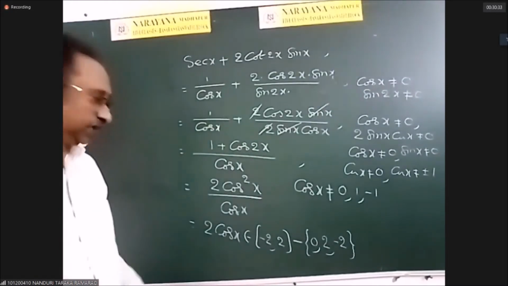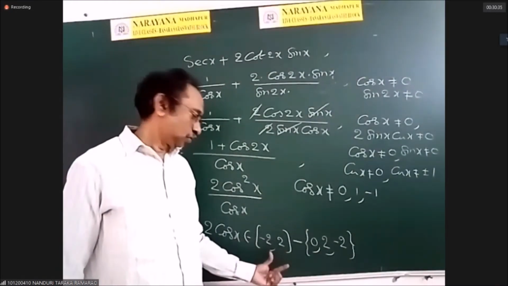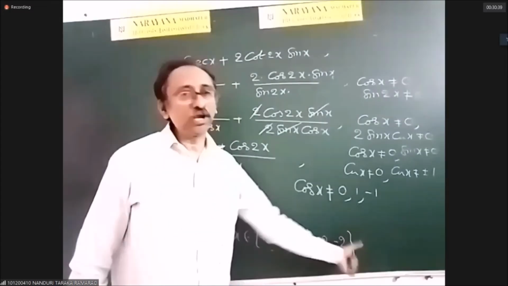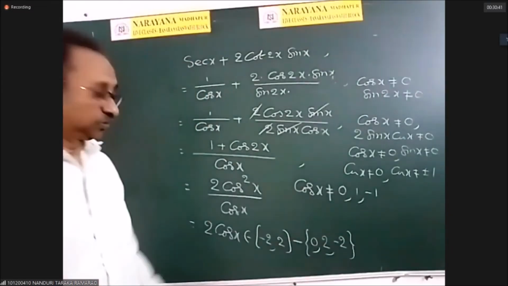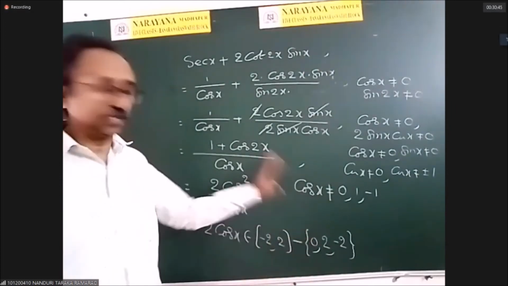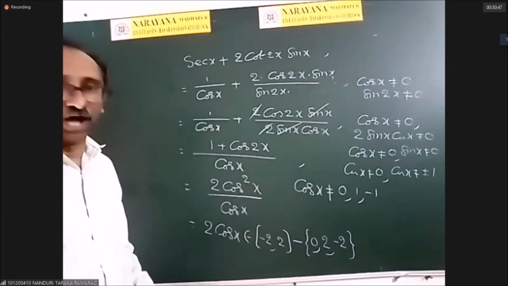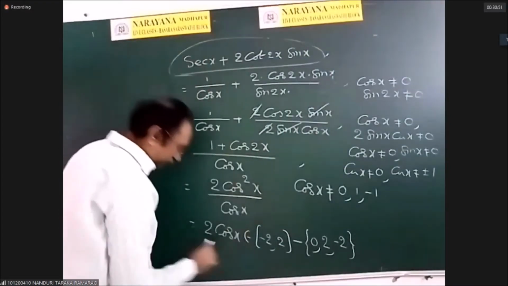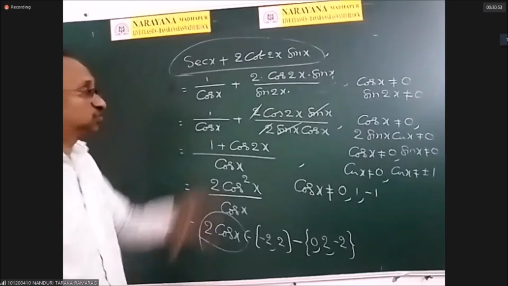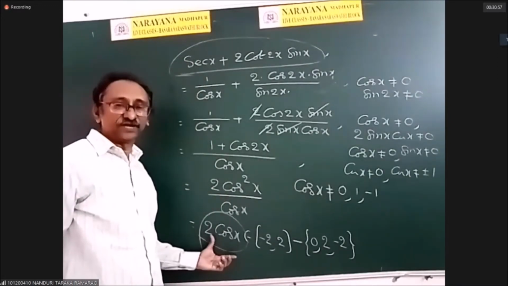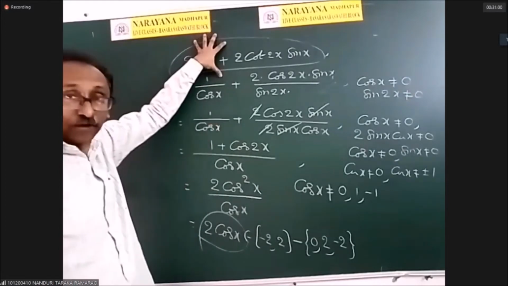Therefore, now the range is the closed interval [-2, 2] minus {0, 2, -2}. So those three elements should not be in the range. We cannot get the values 0, 2 or -2 because this function is different from the other function. It seems to be equal, but here there is no problem with the function 2 cos x. But there is a problem here.